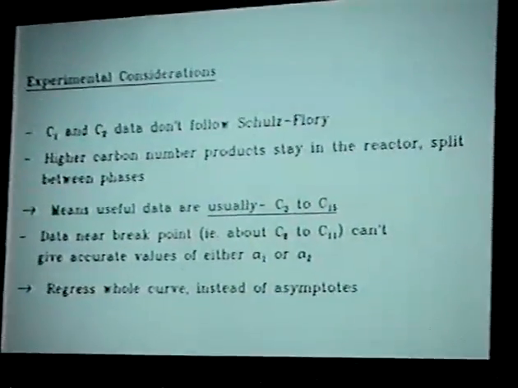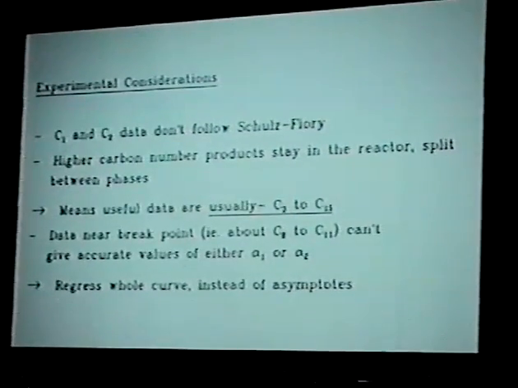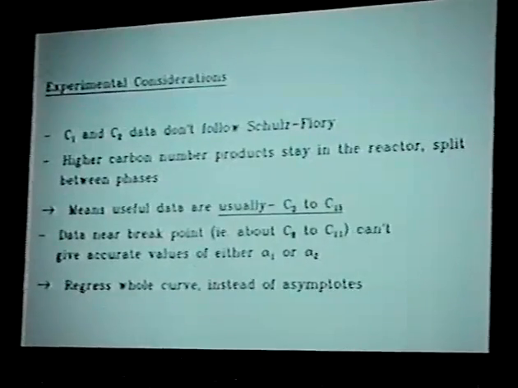C1 is obviously not formed by polymerization. C2 seems to act somewhat anomalously, and we're not going to try to explain that today. There's been some suggestion in the literature that ethene is an unusually reactive molecule because it's got a double bond at both ends of the chain, as it were. So it can go on to react more readily than other olefins might.